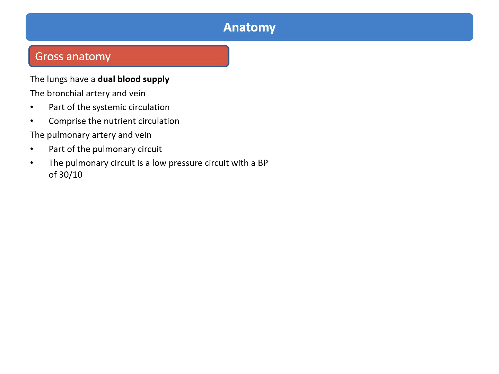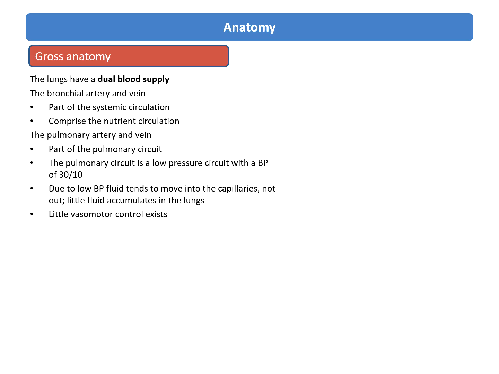The pulmonary circuit has a very low blood pressure, something like 30/10. Due to the low blood pressure, fluid tends to move into the capillaries, not out, so little fluid accumulates in the lungs. There's little vasomotor control of the circulation in the lungs.